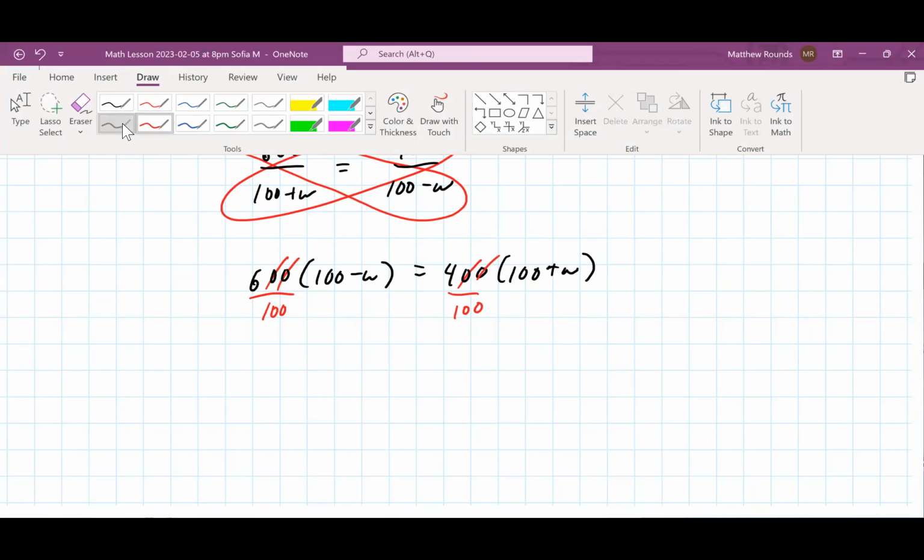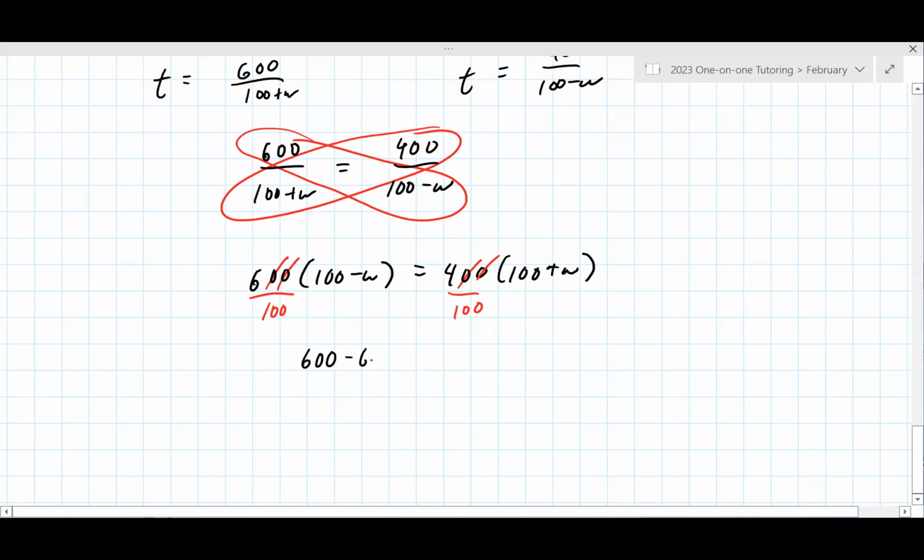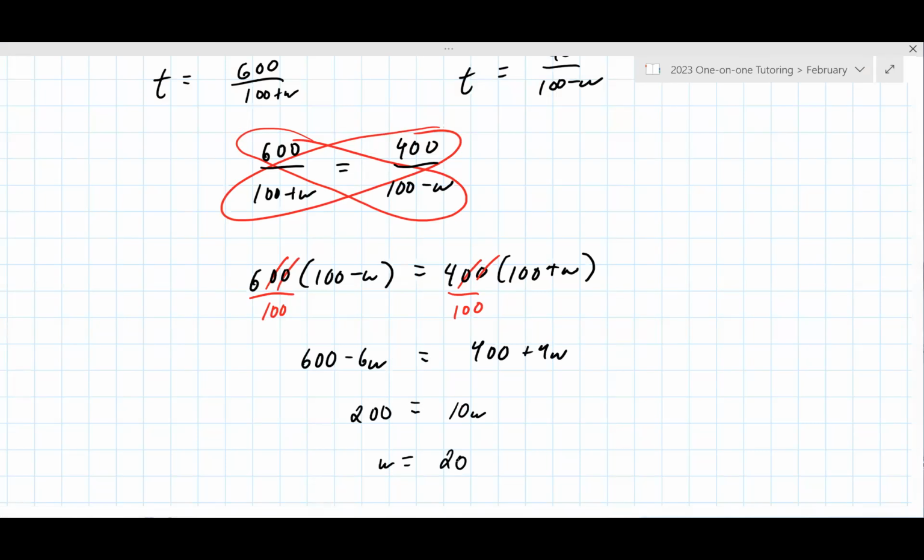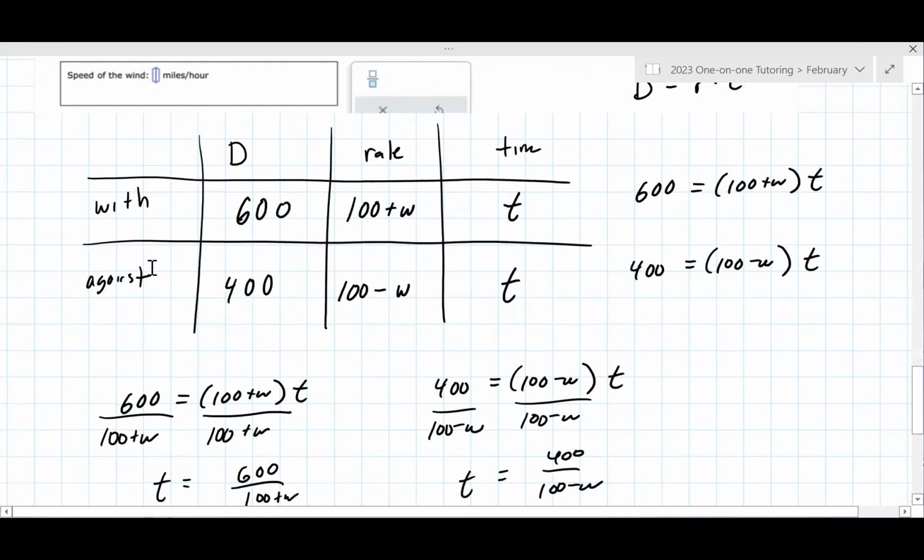I'm prone to errors here. 600 minus 6W equals 400 plus 4W. So this is much better. This is going to be 200 equals 10W, W equals 20. Oh, okay, that makes so much sense. Yeah, that's correct. Okay, perfect.